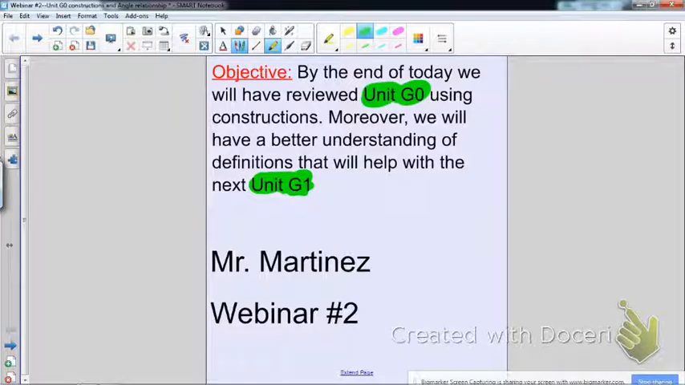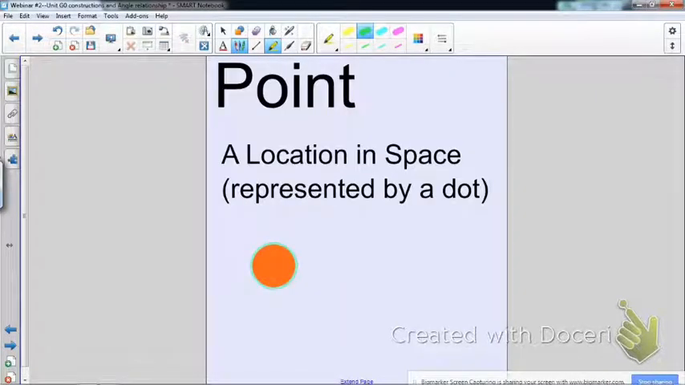Okay, so let's get started with some basic vocabulary words first that we're going to go through. This is a point. Remember, a point is a location in space. It's just a little dot, and we represent it with a capital letter. Okay, so we can say point A or point B. It doesn't matter the letter that we use. It's just always represented by a capital letter. Okay, so remember that.